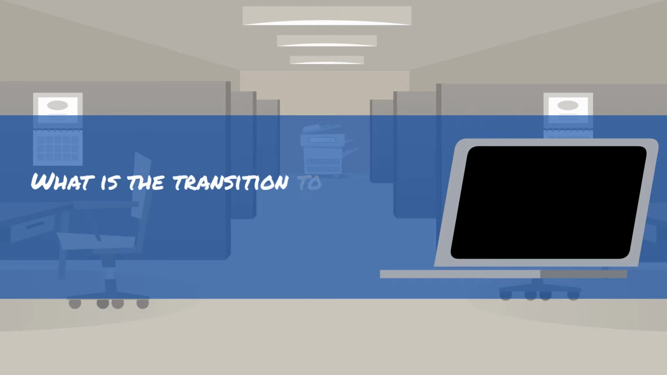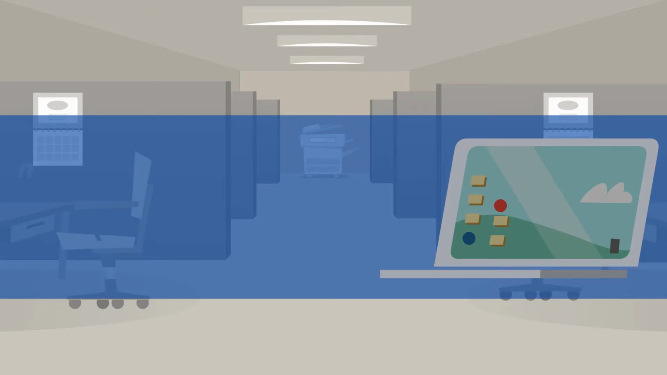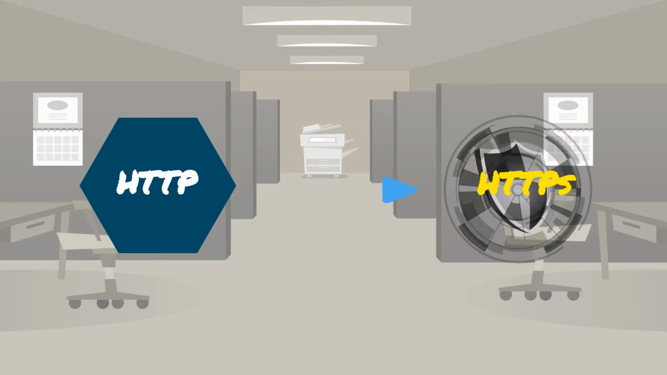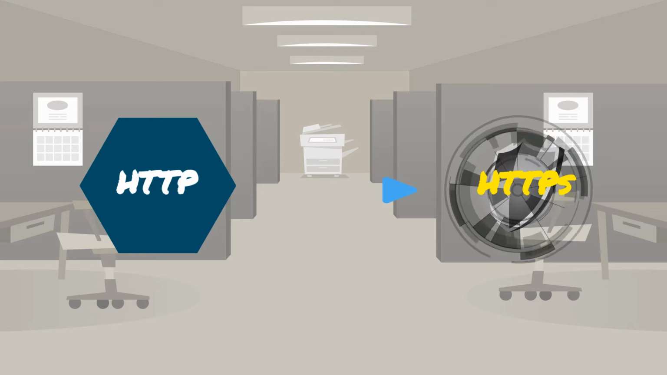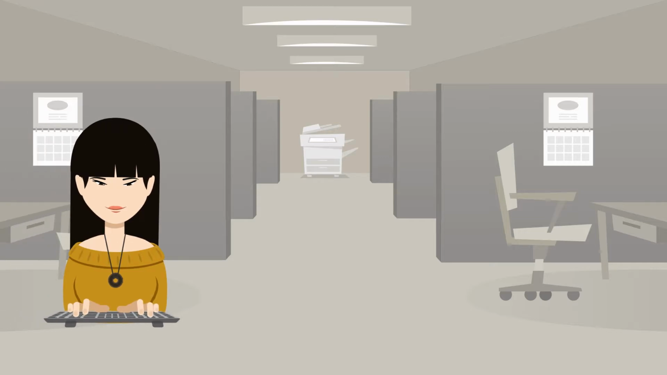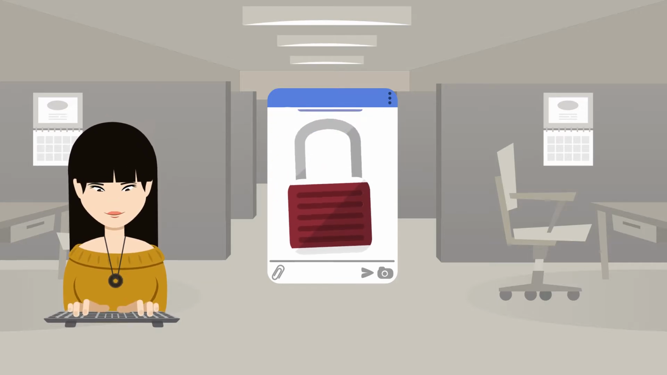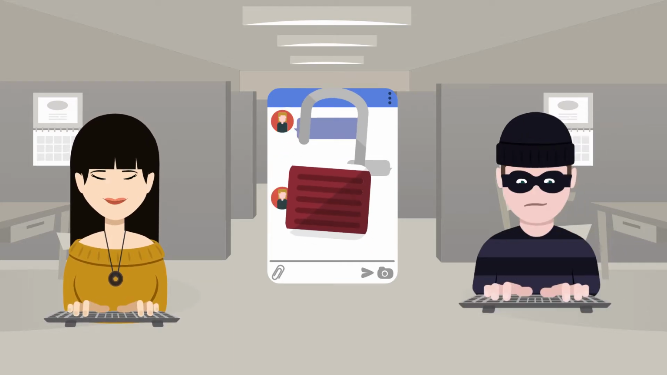What is the transition from HTTP to HTTPS? We know that this may sound too technical. Well, it is a technical jargon, but don't worry, we'll explain this concept the easiest way possible. The migration from HTTP to HTTPS simply means you're adding a layer of security to your website, thus the letter S at the end of HTTP. It means that when a user accesses your site and shares information to your website, the information that's being sent will be encrypted or secured by specific codes that no one else would know. It simply makes the exchanges of information secured and not susceptible to any cyber attacks.